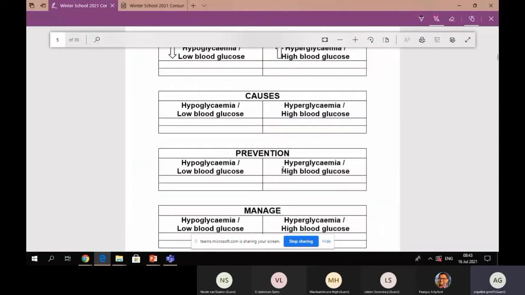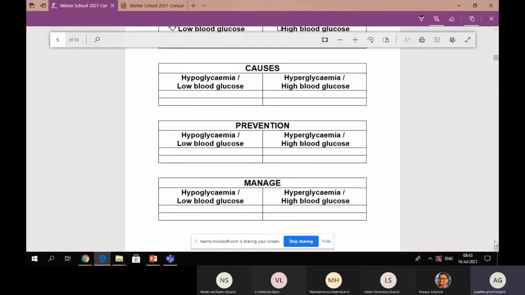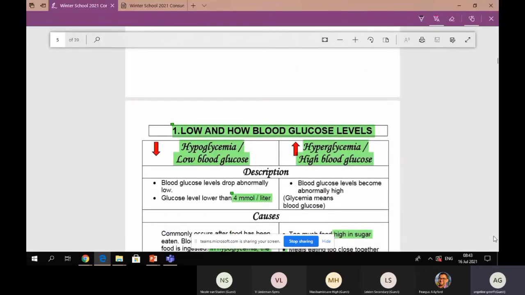Right, you'll see there are some pages like the one that I've got on the screen that you can use to outline. It's just outlines, so you can use it when you study to fill in the missing information, okay, but obviously once you've studied.